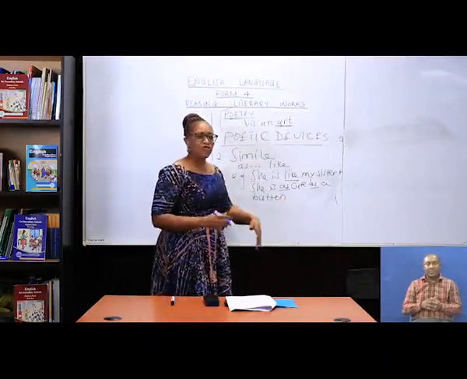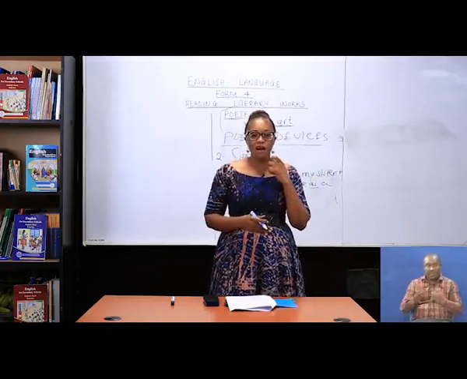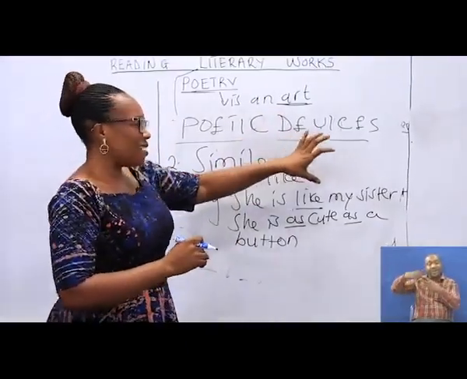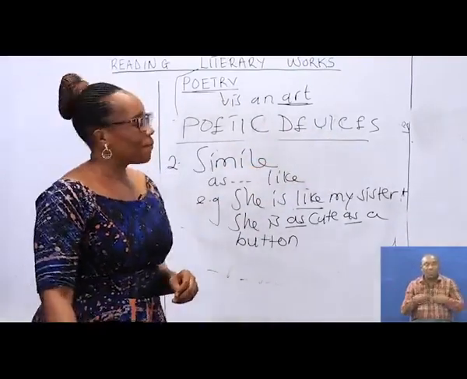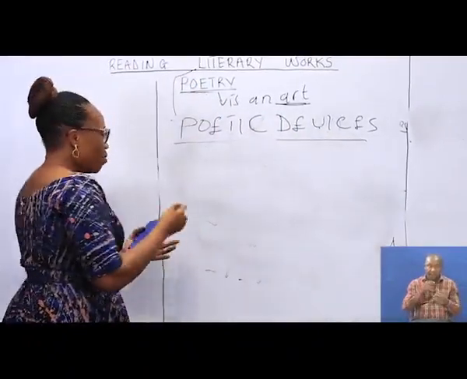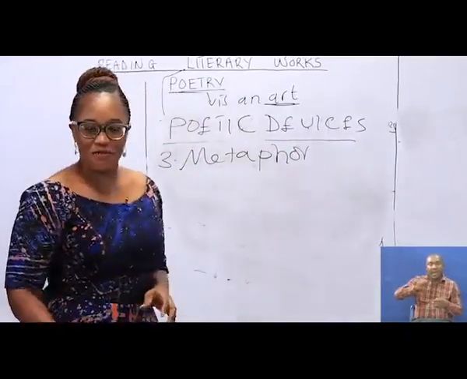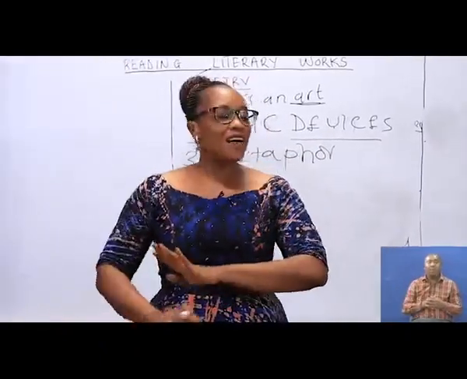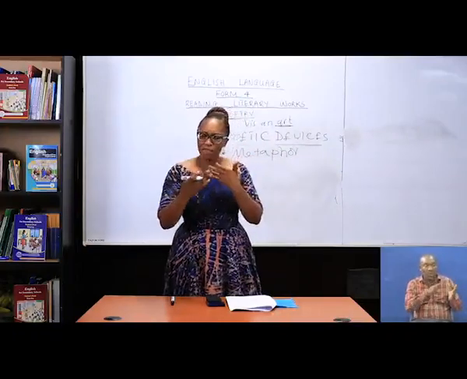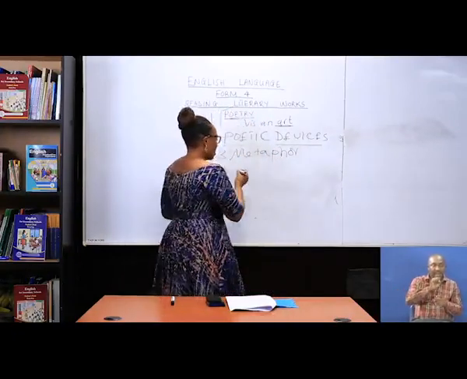Are we together? It's very important to understand these terms so that when you read the poem, you understand the poet has used these tools to drive the message home. Apart from a simile, we have what we call a metaphor. A metaphor and a simile have the same function, but they look different. A simile makes use of the words "as" and "like," but a metaphor does not. I'll give you an example.